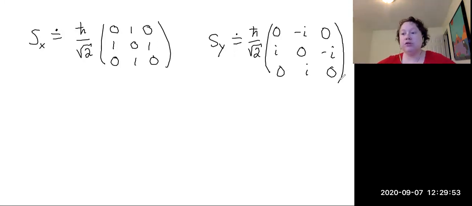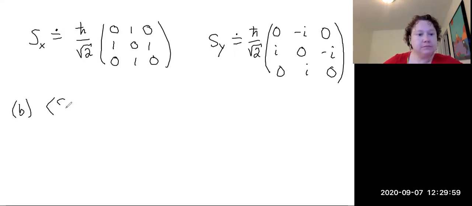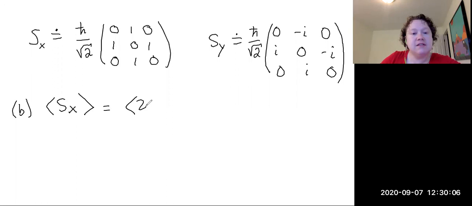Okay, we're going to find the expectation of Sx in part B. And we're going to use the other method for finding this, which is that this is the state psi times the operator times the state psi. This will also give me the expectation value. You should use whichever form is easier.